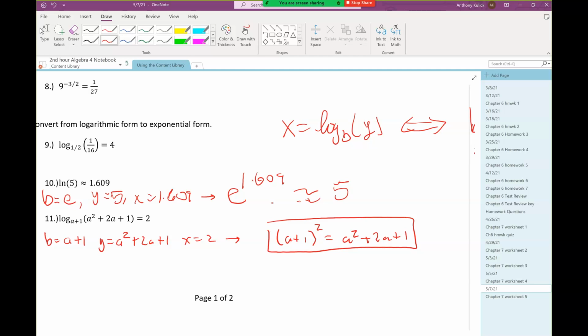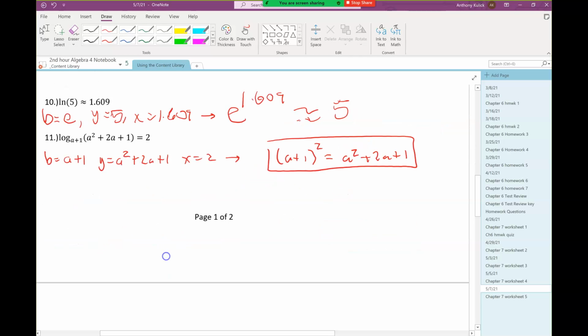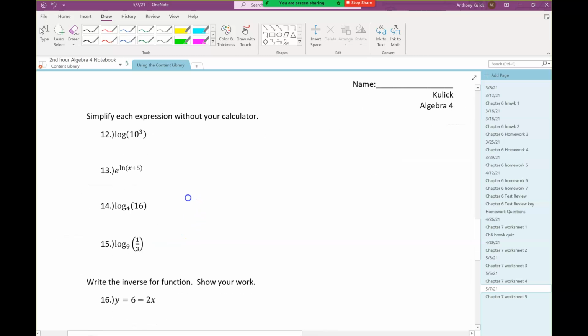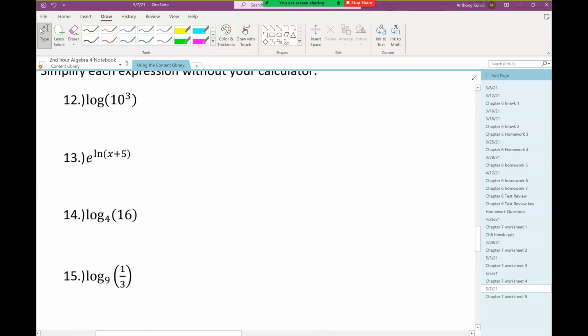Anybody else have questions from this paper? Yes? 13. Okay. So remember the base for the natural log is e. So I have e to the log base e, and those will just cancel out, and you're left with x plus 5. Oh, really? Yeah.